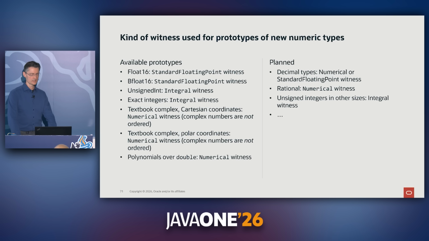So what kind of witnesses do we have? It's not too surprising for the prototype. The floating point types have the floating point witness. The integer types like unsigned int and exact int have the integral witness. The complex numbers have a numerical witness, again, because they're not ordered. And we also have that polynomial type that only has numerical, since it's not ordered either. For the types that we have planned, things like the decimal types would either be floating point or numerical, and likewise rational would be numerical, and so forth.